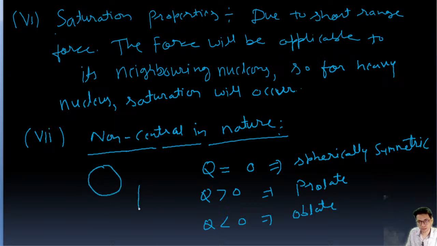Prolate means like this, and oblate is like this. So this is oblate, prolate, and spherically symmetric. This is the 7th property. Property number 8 for nuclear forces is velocity independent.